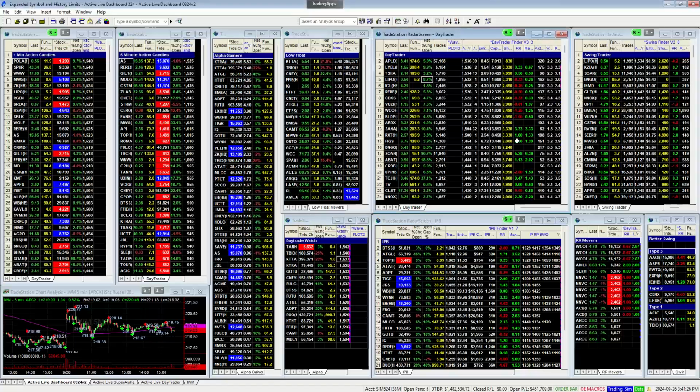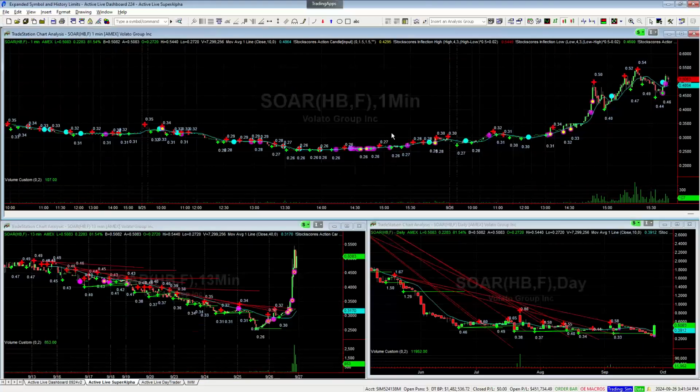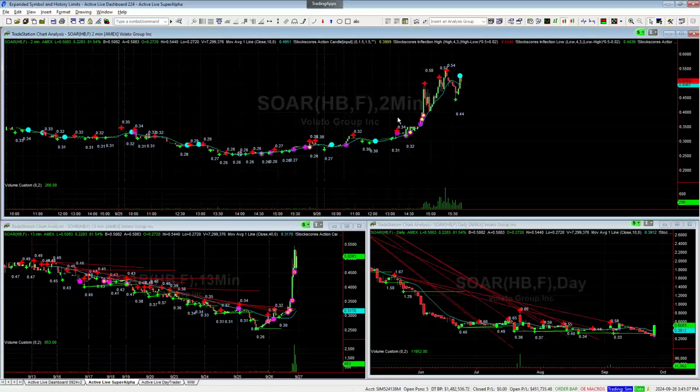So the day trader screen looks for 2-minute action candles. If you see one come up, it's a very simple process. You would open up the symbol on your screen, SOAR, and then you would want to see a 2-minute chart. And then you just determine if this is a break from a good pattern. It is. The 13-minute pattern is poor because it's breaking up into pessimism. So that's not particularly good, but that's the process.